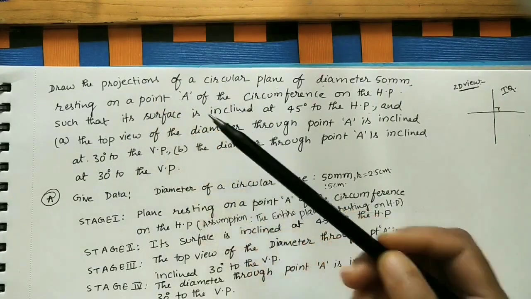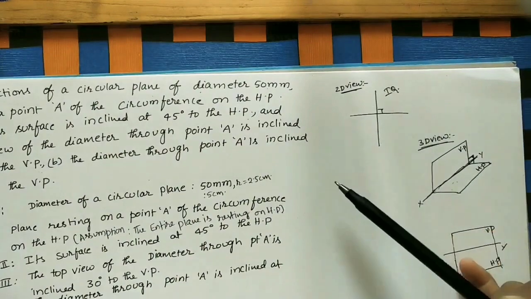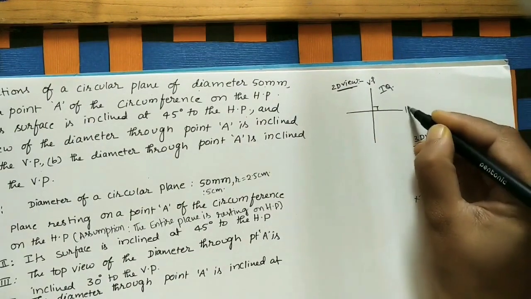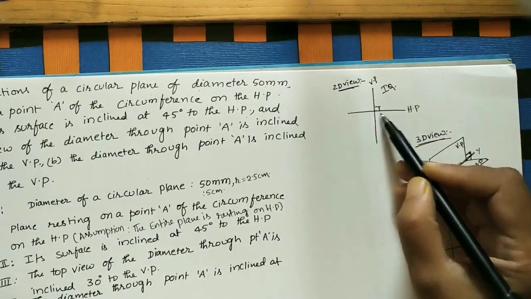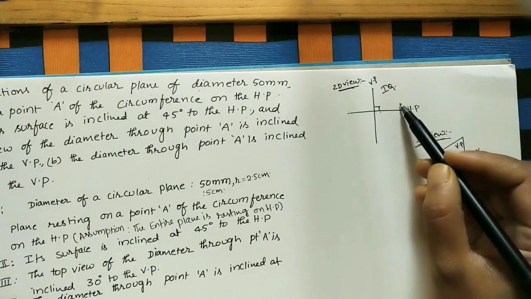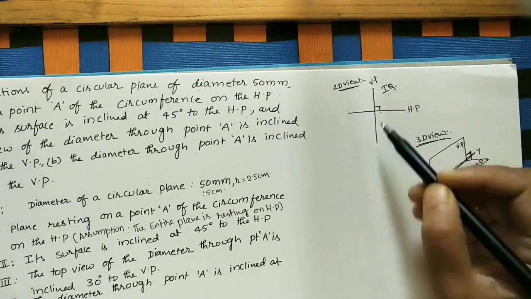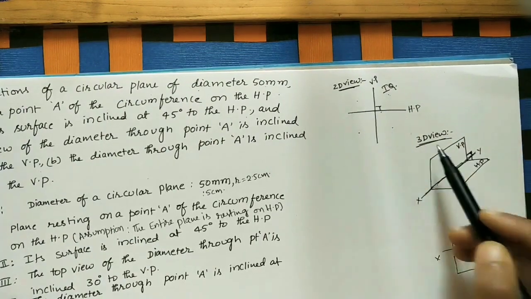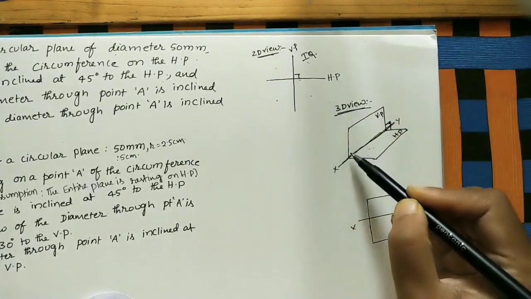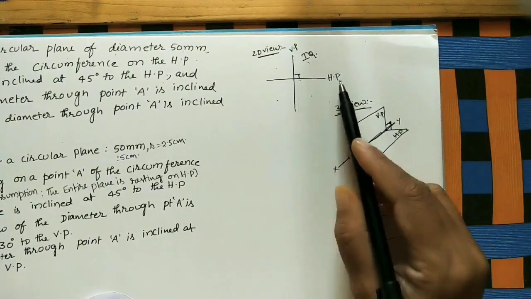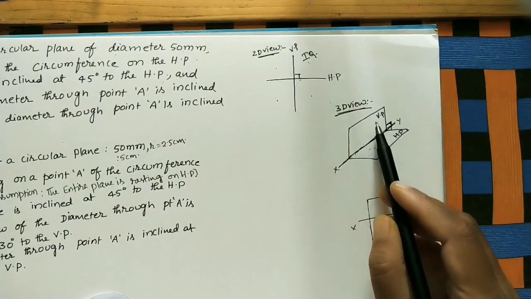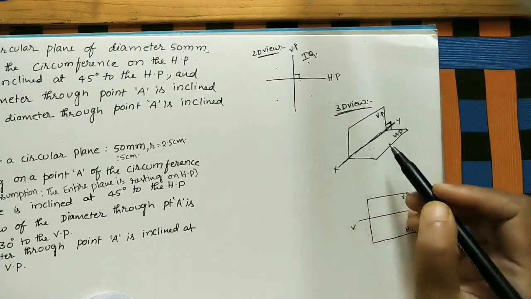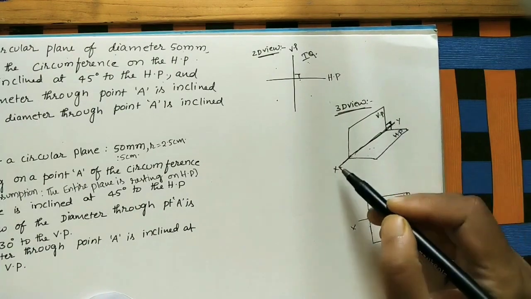We are keeping all the planes in the first quadrant, normally according to our syllabus. This is the vertical plane, VP, we are writing. This is the horizontal plane, and the angle between these two planes is 90 degrees. Whatever plane is given, we are keeping here in the first quadrant. This is a 2D view of these planes. If you take a 3D view of the same planes, the vertical plane looks like this, and the horizontal plane looks like this, and the angle between these two is 90 degrees. The line joining both the vertical plane and horizontal plane is called the reference line or XY line.